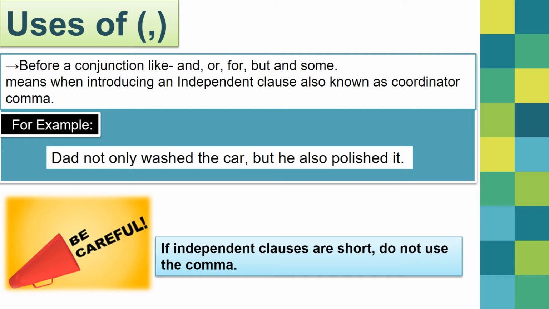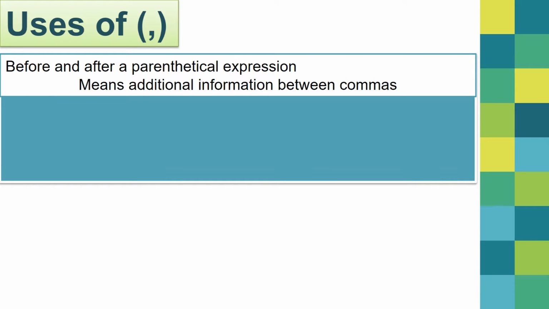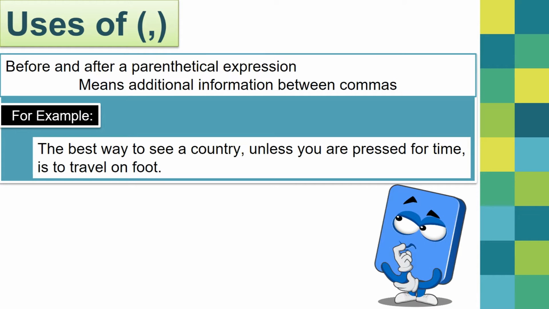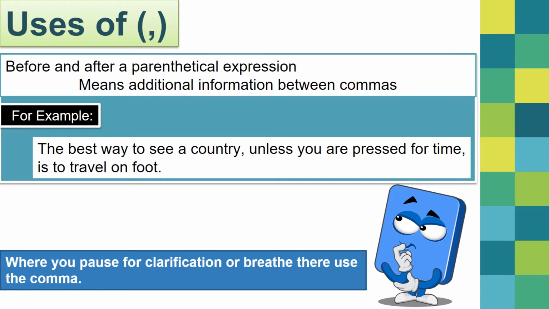Last but not the least, it can be used before and after a parenthetical expression. For example, the best way to see a country, unless you are pressed for time, is to travel on foot. Keep it in mind. If you are in doubt about using a comma, read the sentence aloud.